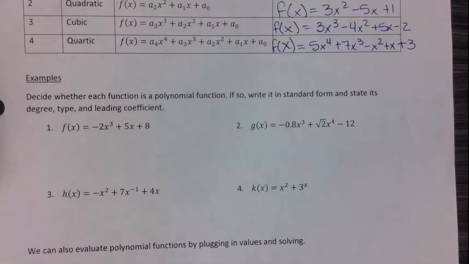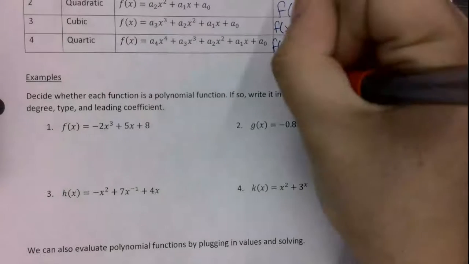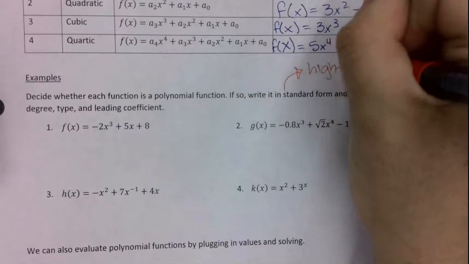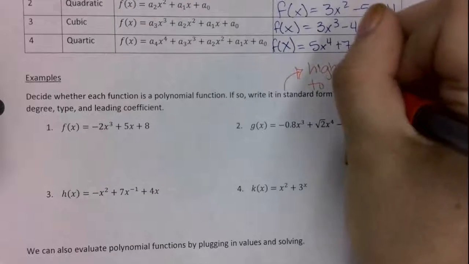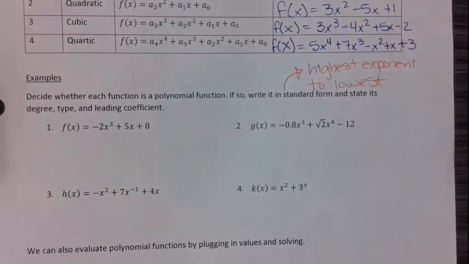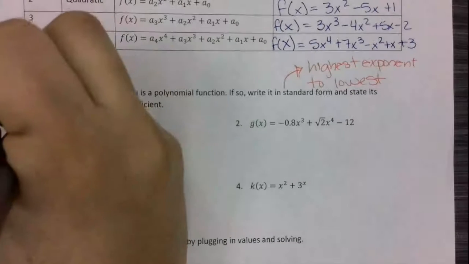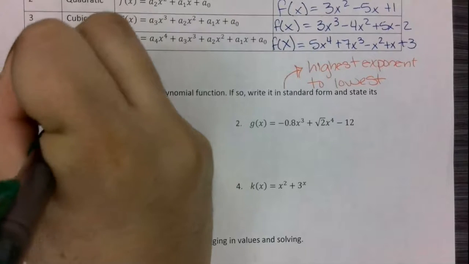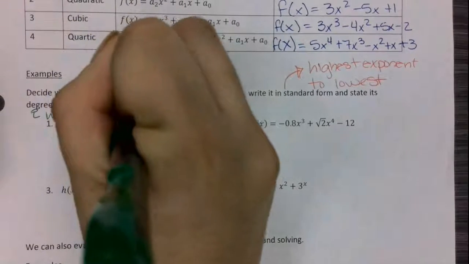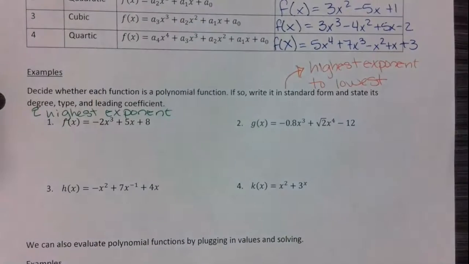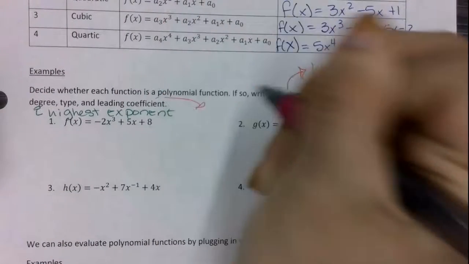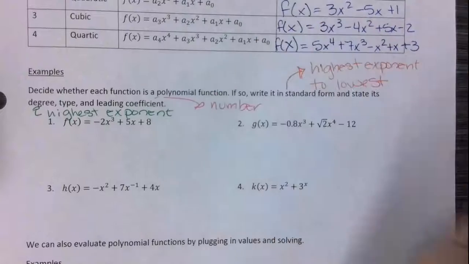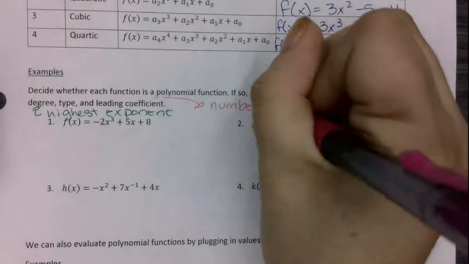Okay. So on my examples, it wants me to decide if each function is a polynomial function. If it is, it wants me to write it in standard form. So this is highest exponent to lowest. The degree is the highest exponent. You've done this before, I think, in Algebra 1. The type is this up here. And leading coefficient is the number in front of the highest exponent.